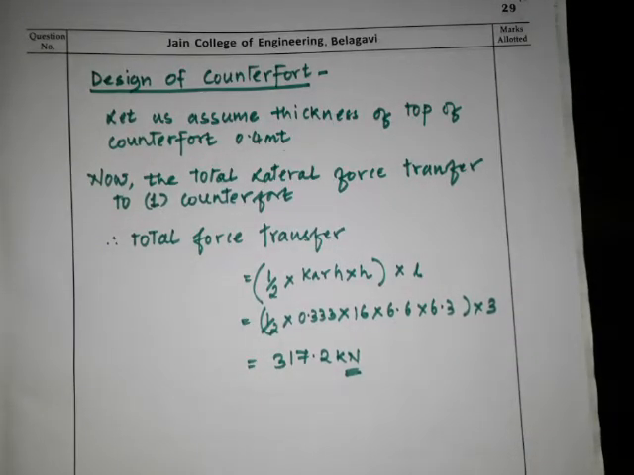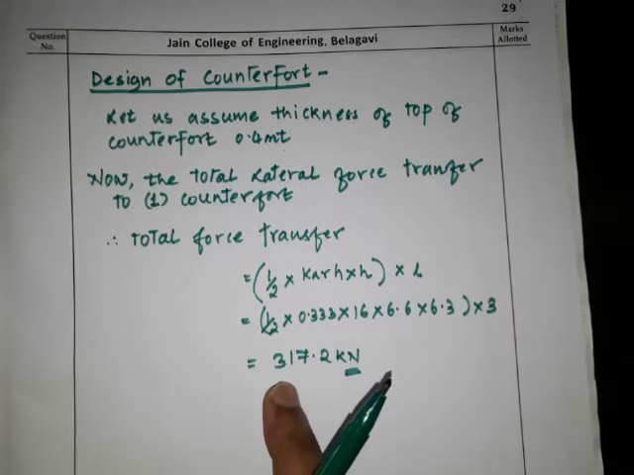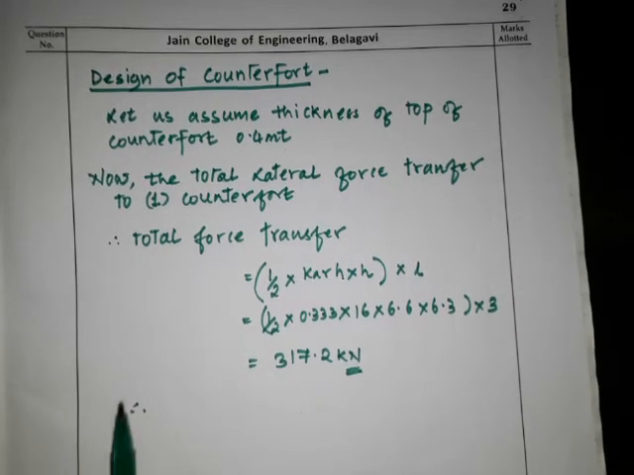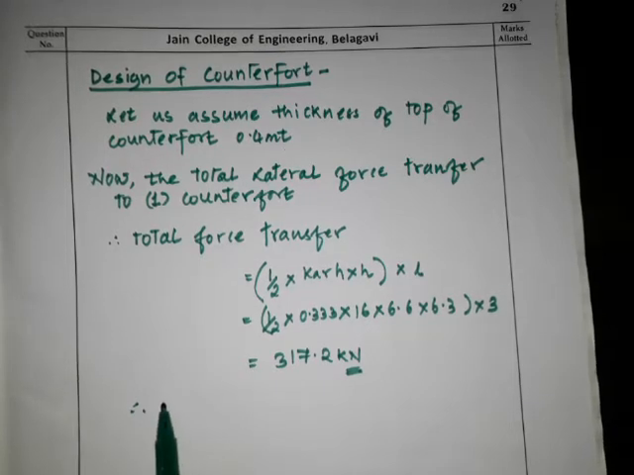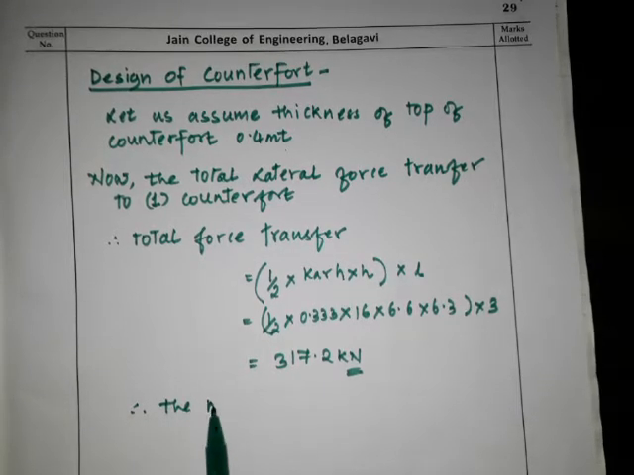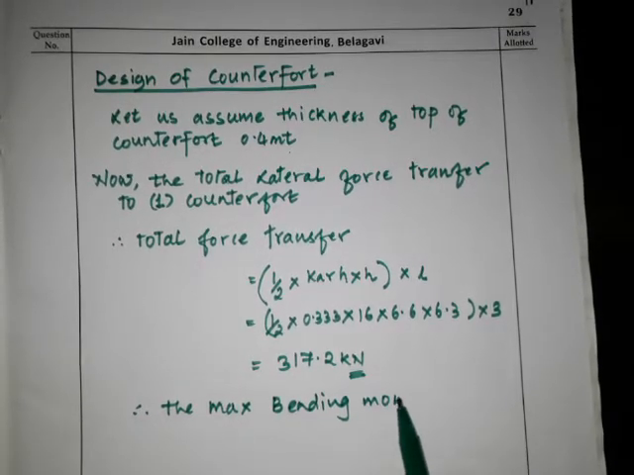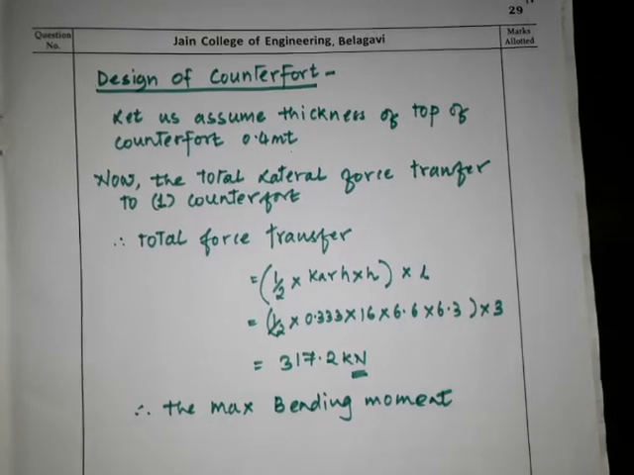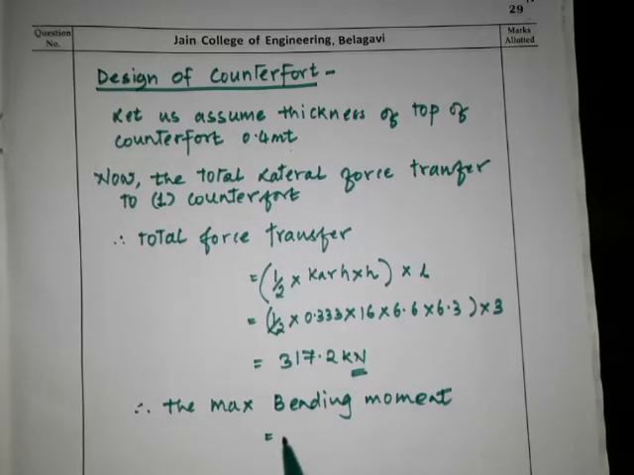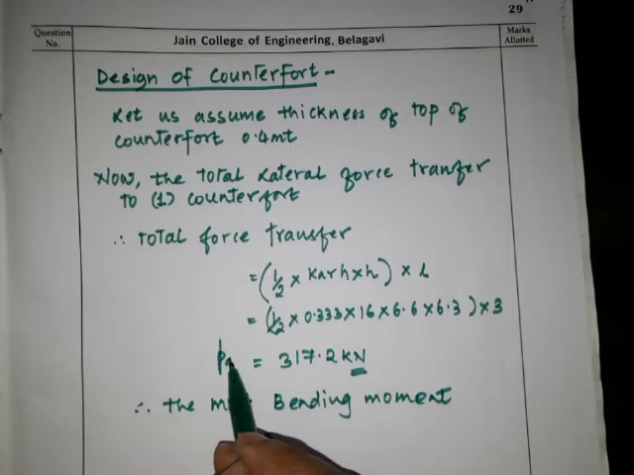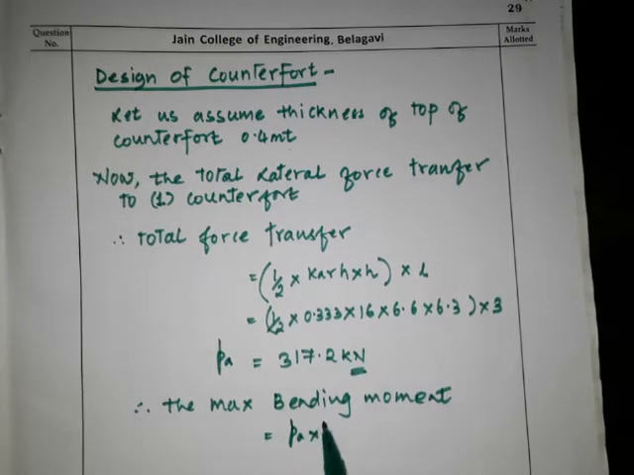With respect to that, we got the total force acting on the counterfort as 317.2 kilonewton. Therefore the maximum bending moment, I can call it PA into H by 3.